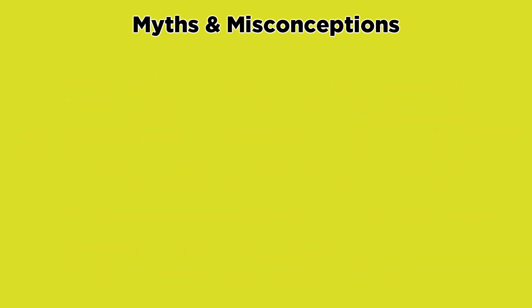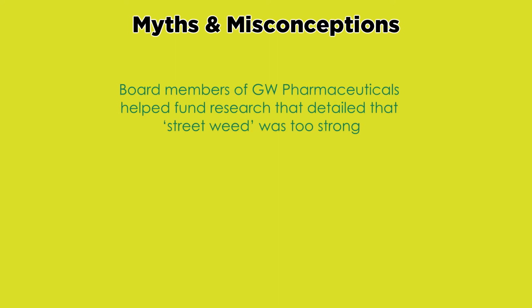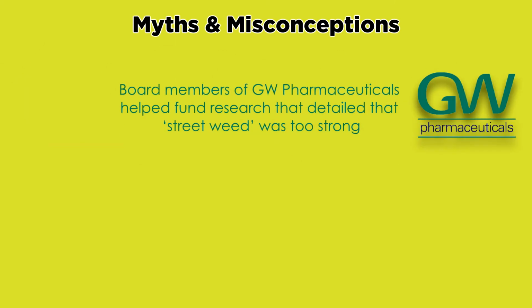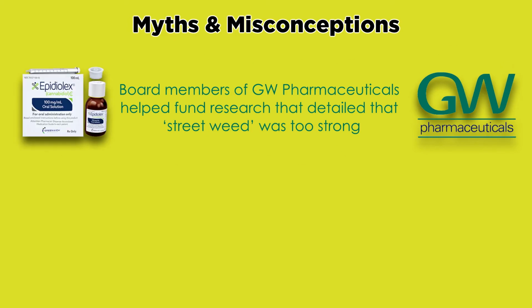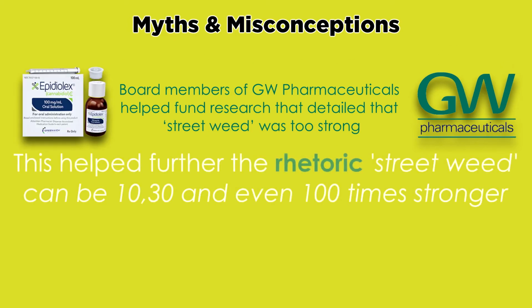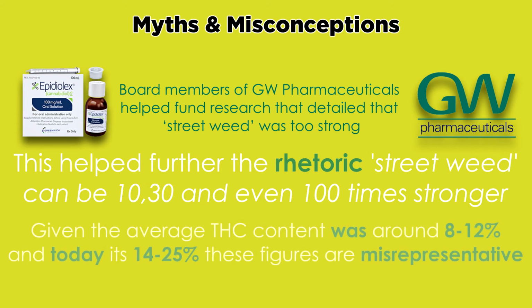It is worth noticing that a study was published detailing that street weed was too strong, which was funded by board members of GW Pharmaceuticals. At the time, they were developing and trialling their cannabis-based medicinal product, Epidiolex. This has further helped the rhetoric that street weed can be 10, 30 and even 100 times stronger than cannabis that was around in the 70s and the 80s. However, given that the average THC content was somewhere around 8 to 12% and today it's 14 to 25%, these figures simply do not add up.